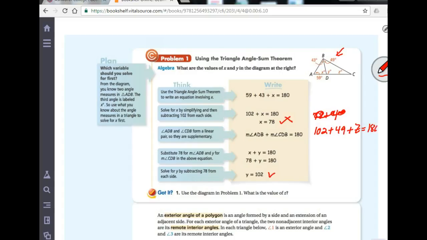And again, those three together are going to add up to be 180. And 102 and 49 together are 151, plus z equals 180. If I were to subtract that over like I've done the other problems, then z ends up being 29. So that's how you would find your z value. Hope you find this helpful.